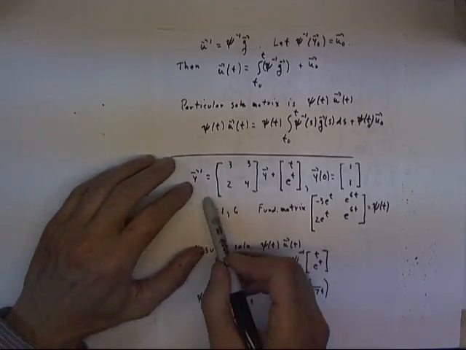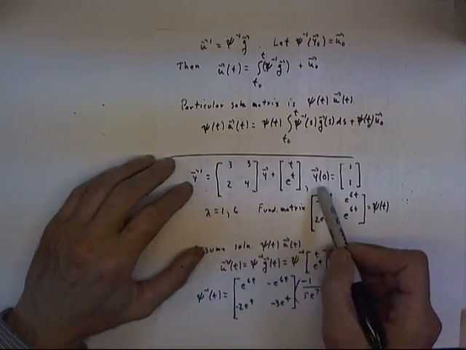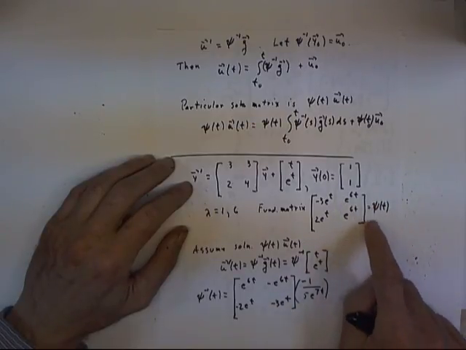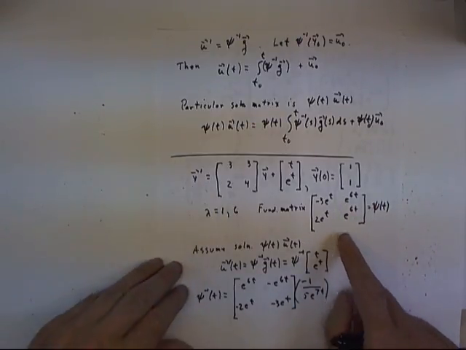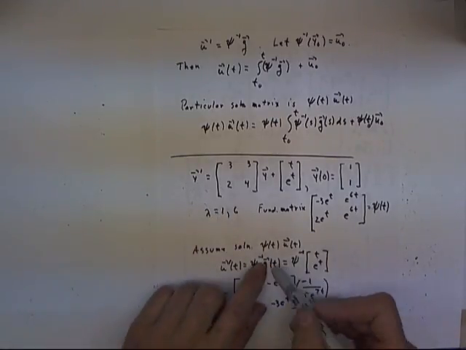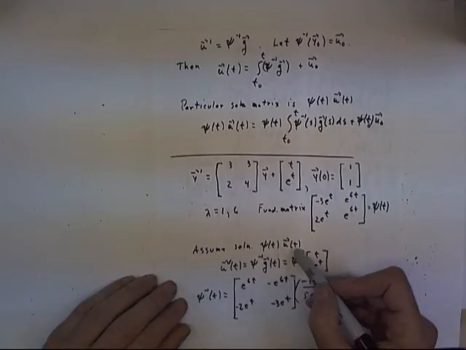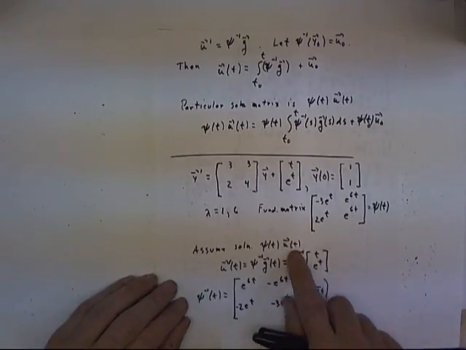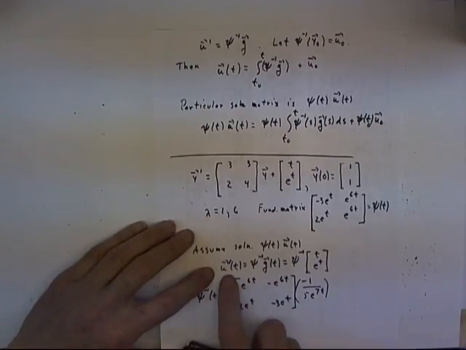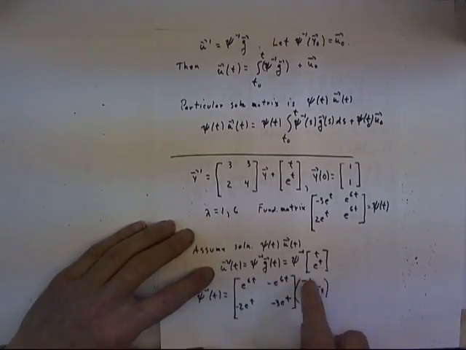Okay, we started with a non-homogeneous equation and an initial condition. We found the fundamental matrix. We call it the psi matrix. We assumed a solution to the equation that was of the form psi of t times u of t, where u is some column vector. We took the derivative u prime of t using the product rule.